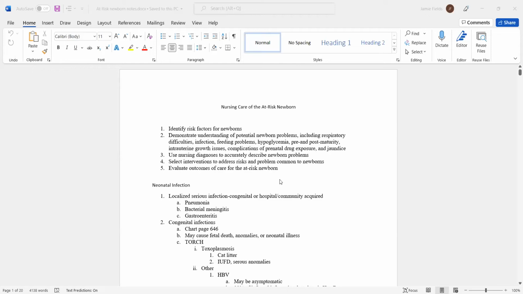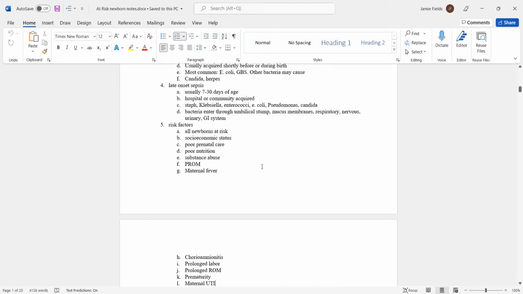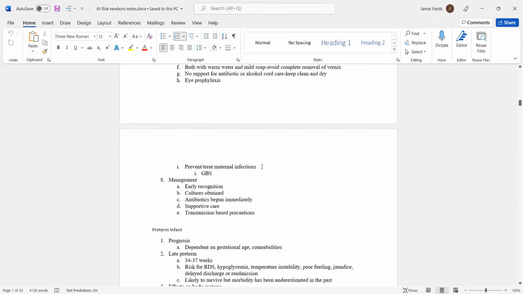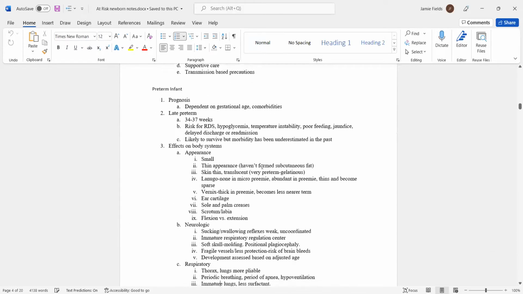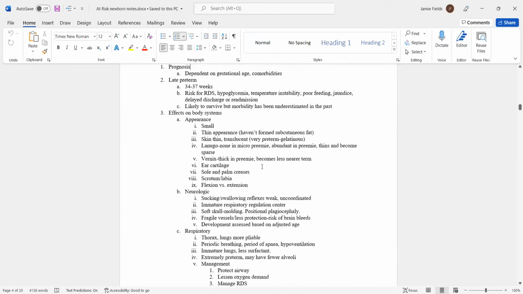Skipping past the infection stuff first. Let me go to preterm. Okay, general appearance. What does a preterm baby look like? And here's where I want you to put it in the chat, the things that you were jotting down.